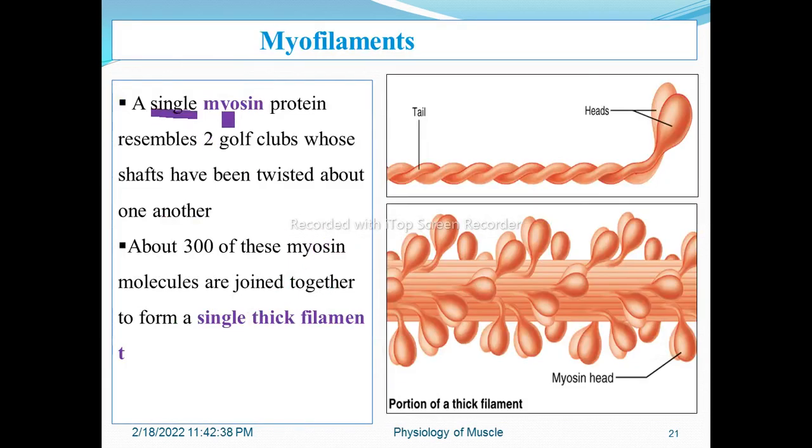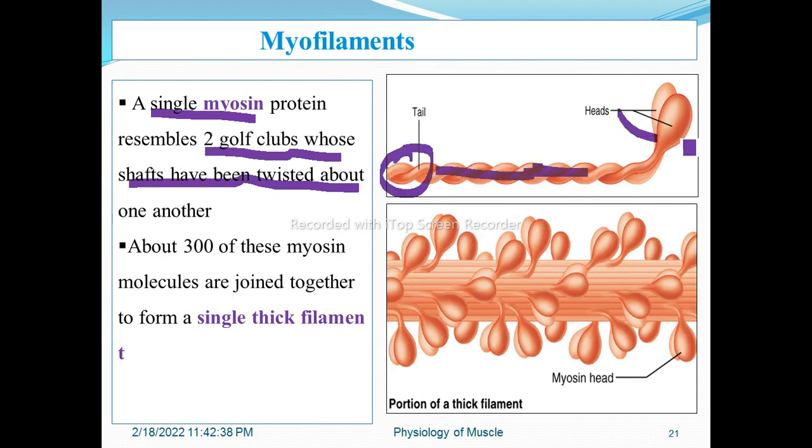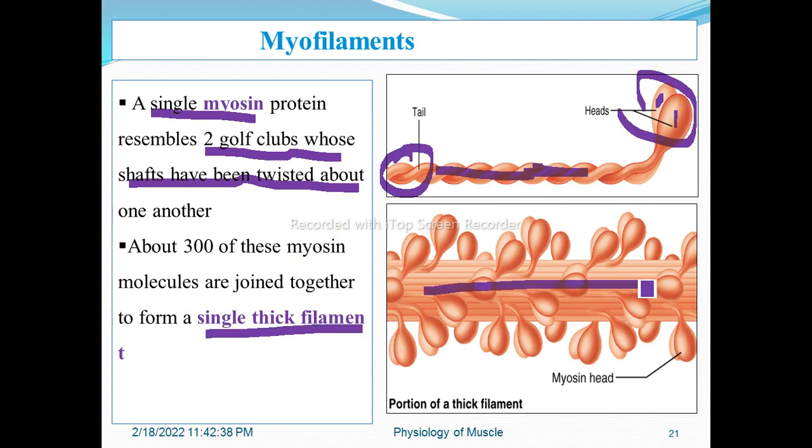myofilament: a single myosin protein resembles two golf clubs whose shafts have been twisted about one another. This is the shaft twisted together, this is the tail, and this is the head. These are the heads. About 300 of these myosin molecules are joined together to form a single thick filament. So this is the thick filament, this is a single myosin, and these are the heads of about 300 myosin molecules. This is the thick filament, and this is the myosin protein.